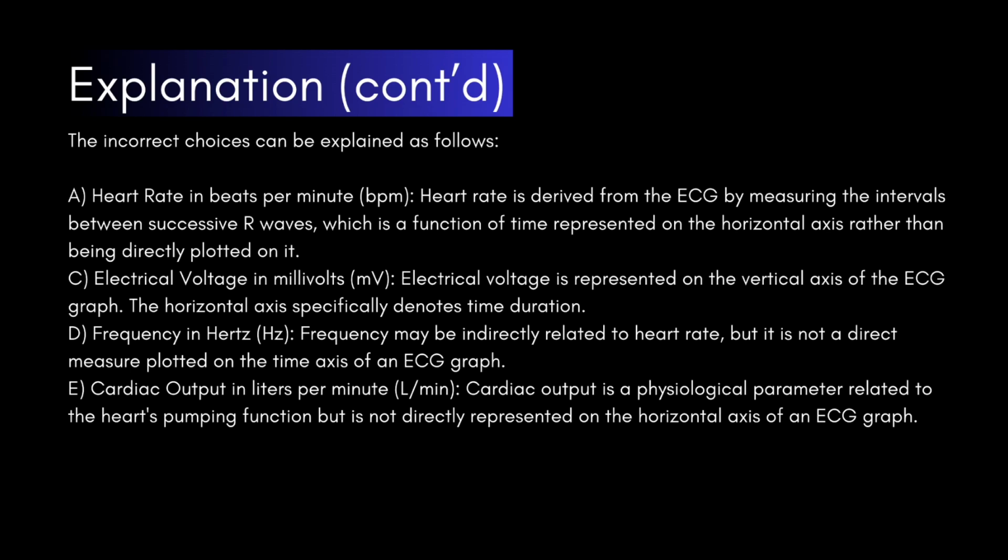Frequency in hertz. Frequency may be indirectly related to heart rate, but it is not a direct measure plotted on the time axis of an ECG graph. Cardiac output in liters per minute. Cardiac output is a physiological parameter related to the heart's pumping function but is not directly represented on the horizontal axis of an ECG graph. Moving on, let's go ahead and take a look at another problem.